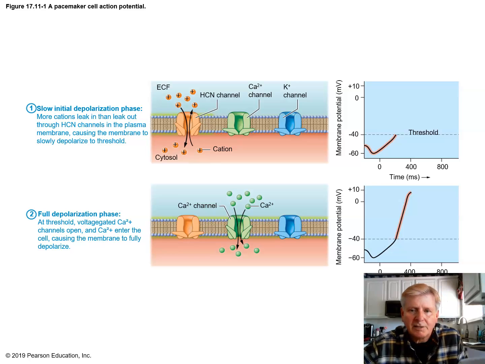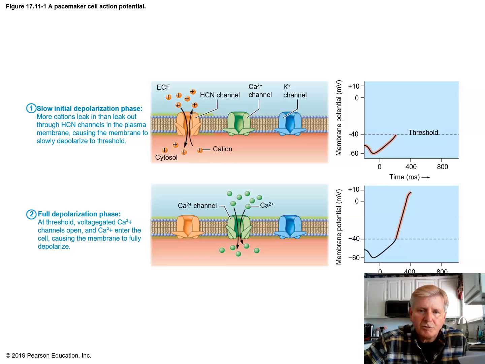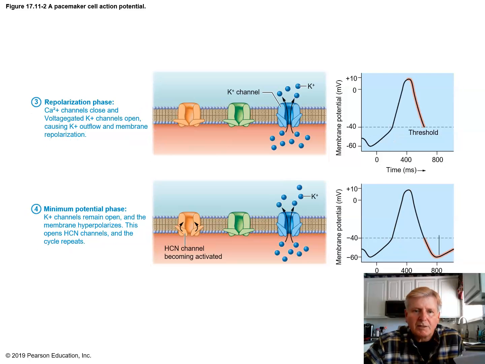So again, you've got your slow initial depolarization phase where more cations leak in than leak out through the non-specific cation channels in the plasma membrane, causing the membrane to slowly depolarize to threshold. And then you reach the full depolarization phase at threshold, and that causes the calcium to enter the cell, causing the membrane to fully depolarize. And then finally, you get your full repolarization phase where the calcium channels close and your voltage-gated potassium channels open. That causes potassium efflux and membrane repolarization.